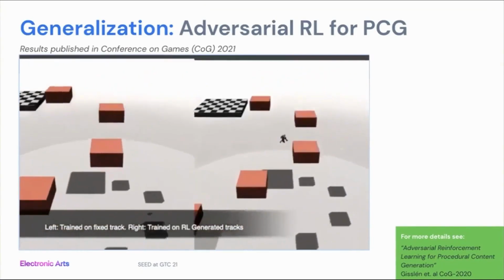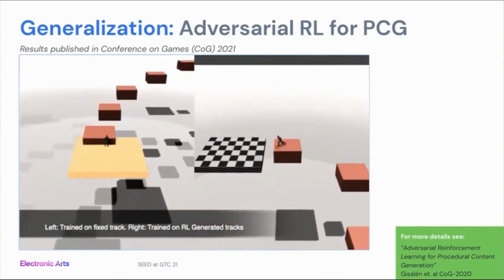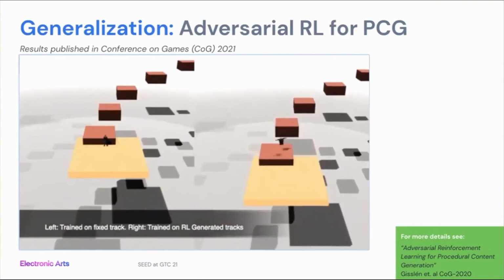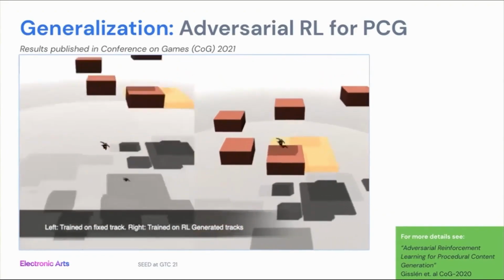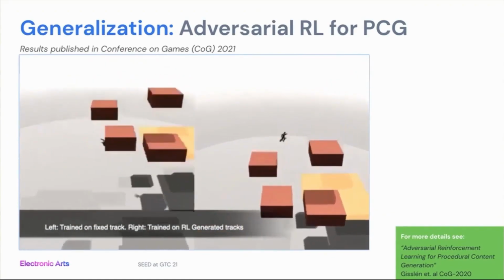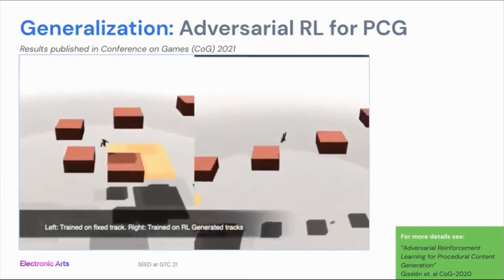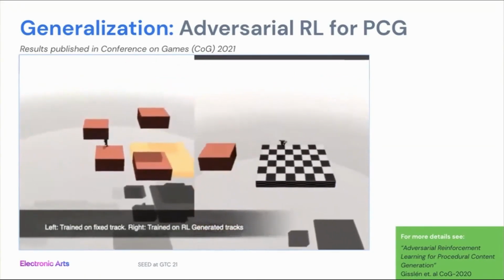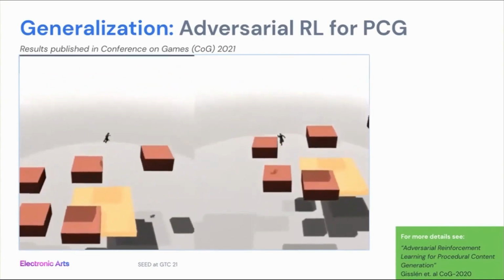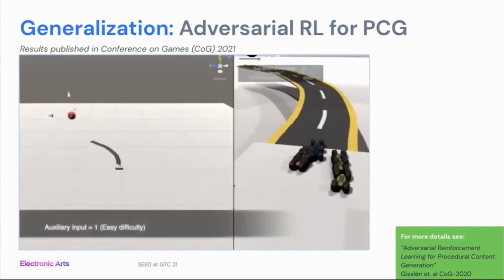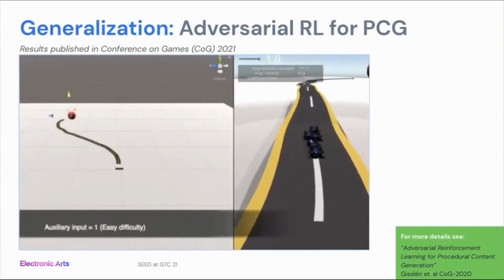You can see here to the right you have the RLPCG agent, and to the left it's trained in the traditional way, where it's trained on a fixed map. And this is an unseen environment made by a human. So they haven't played this before. This is the first time.